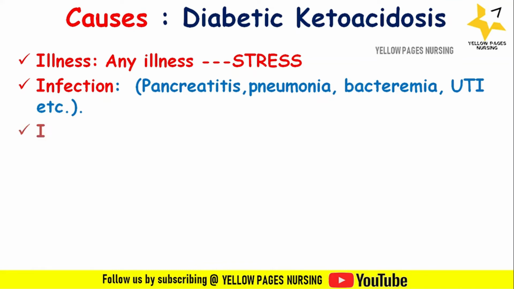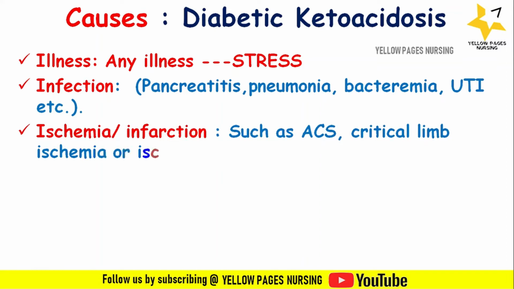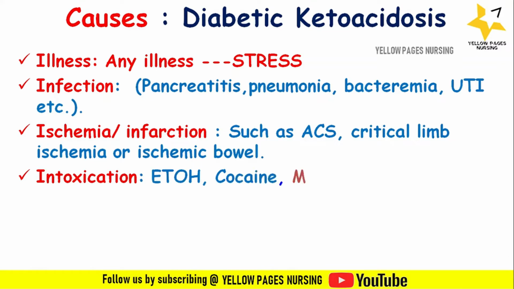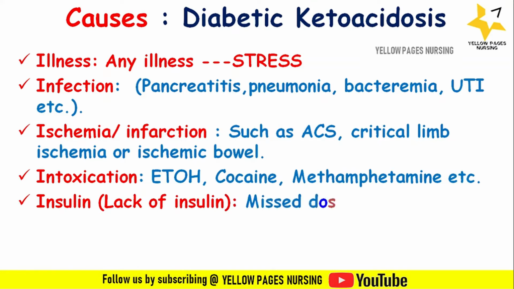Next cause is ischemia or infarction such as acute coronary syndrome, critical limb ischemia or ischemic bowel, and heart attack or stroke. Next cause is drug intoxication, for example ethyl alcohol, cocaine, methamphetamine, etc., which can also trigger diabetic ketoacidosis. Next cause may be lack of insulin, for example a missed dose.